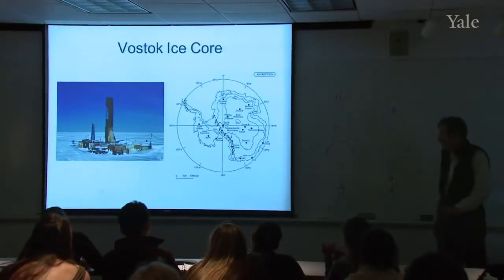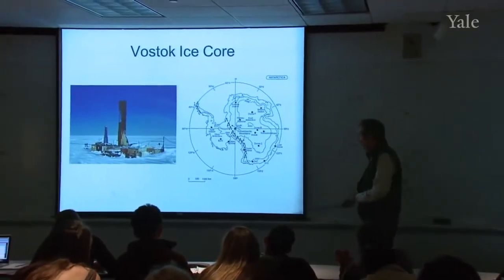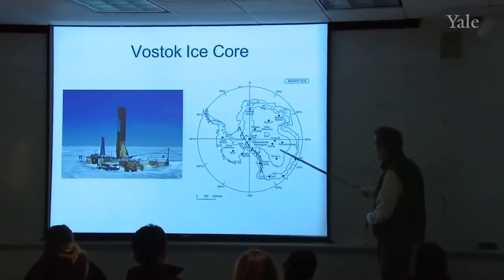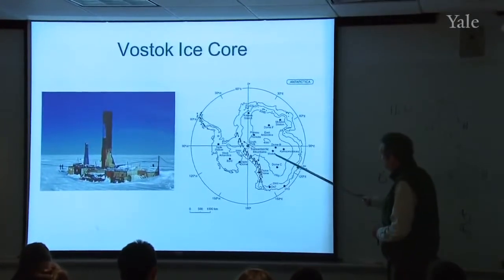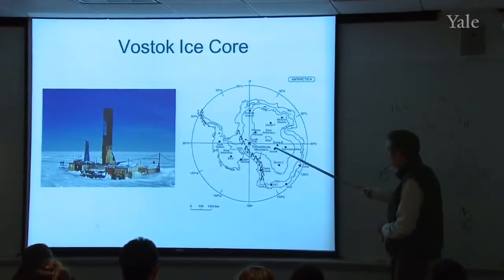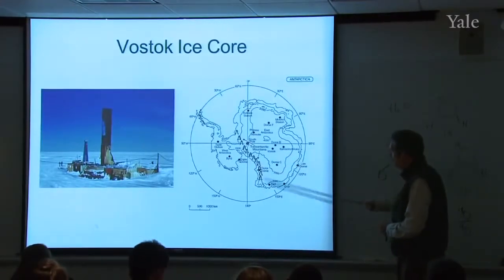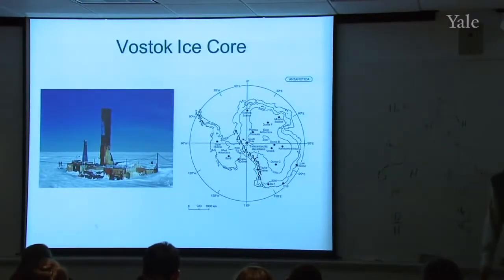We've done this on Antarctica as well. All these dots are places where there have been ice cores. We're going to be talking about the Vostok core, which is one of the deepest cores. This one was done by the Russians some years ago.